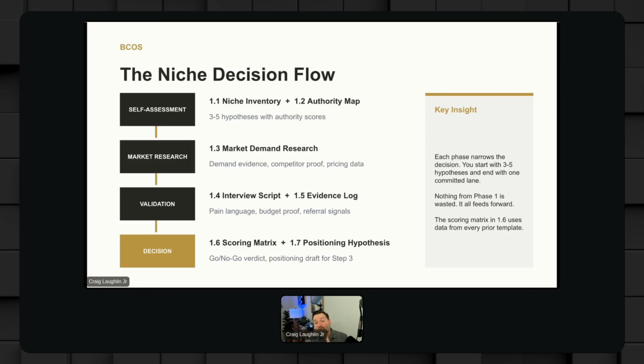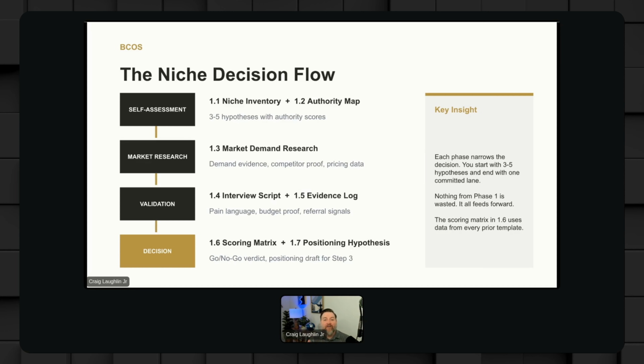Phase 3 is the actual validation, and this is even more important than the market research. Templates 1.4 and 1.5, this is where the real uncomfortable work happens. You take your surviving hypotheses and have actual conversations with real buyers. This is so important. We've even built out an interview script, right? The interview script structures those conversations. You don't have to guess.